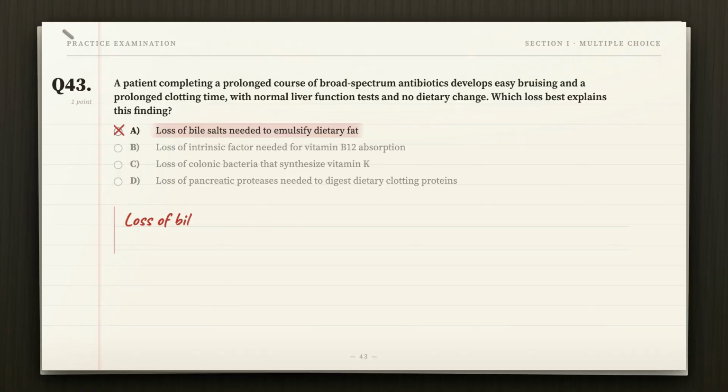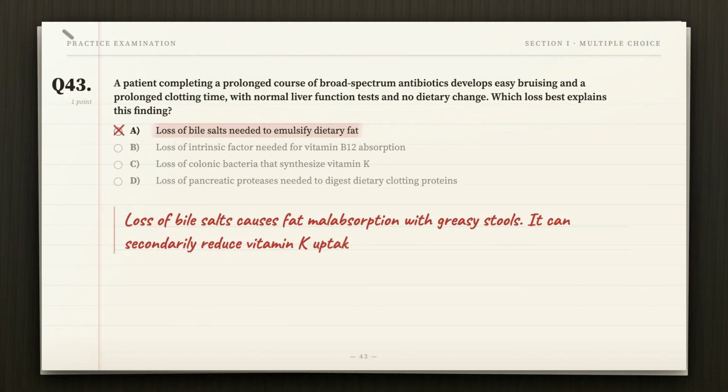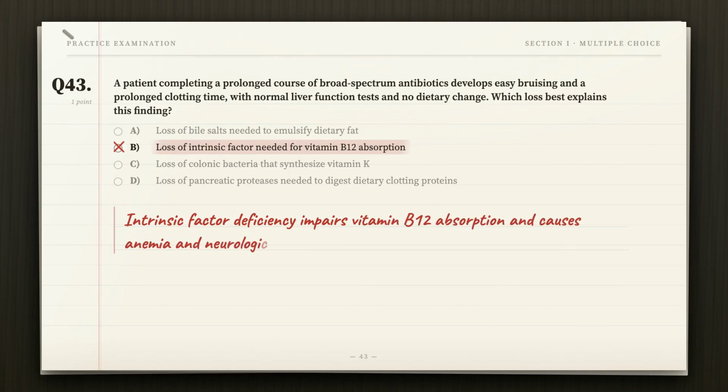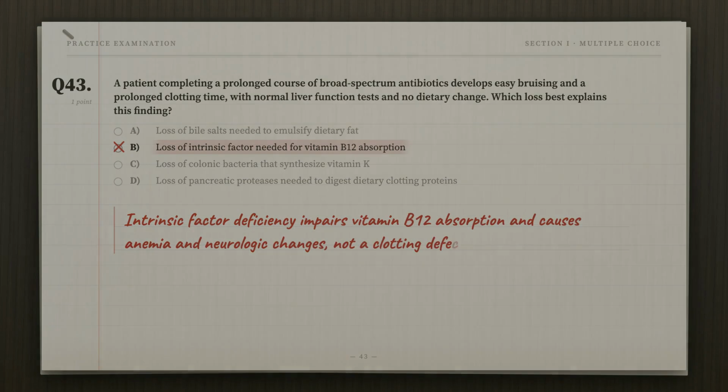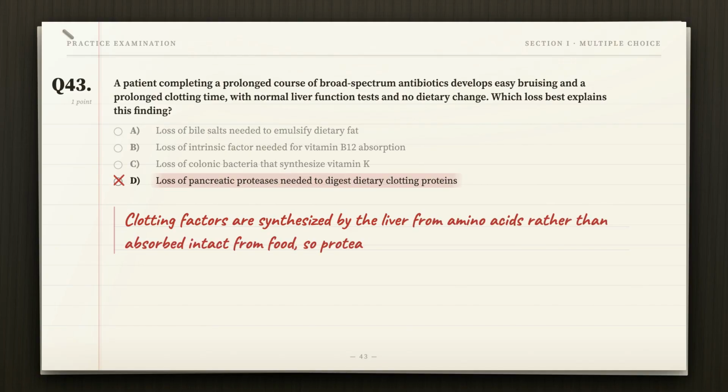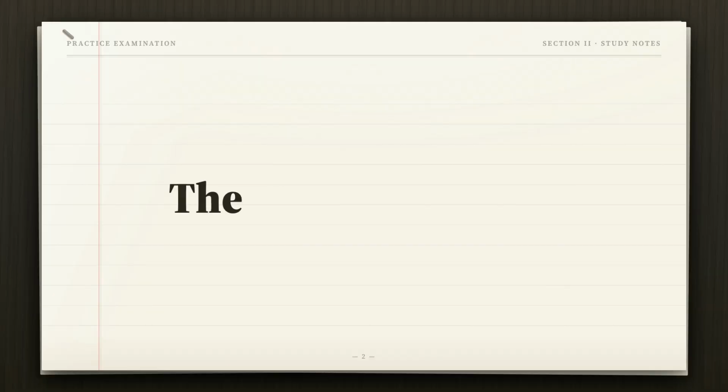A is wrong because loss of bile salts causes fat malabsorption with greasy stools. It can secondarily reduce vitamin K uptake, but antibiotics do not remove bile salts. B is wrong because intrinsic factor deficiency impairs vitamin B12 absorption and causes anemia and neurologic changes, not a clotting defect. D is wrong because clotting factors are synthesized by the liver from amino acids rather than absorbed intact from food, so protease loss would not explain the bleeding.